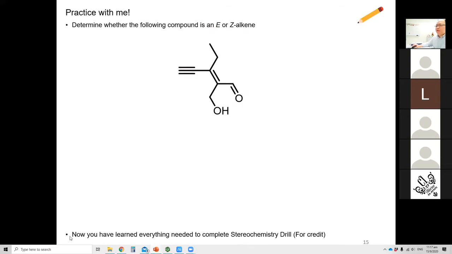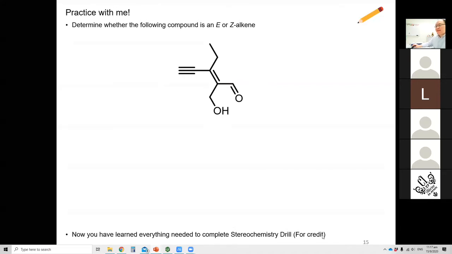So now, after we learned the easy system of the IUPAC naming of the stereochemistry, you have learned everything needed to complete the stereochemistry drill. And again, this is for credit. If you don't do it, it's really stupid, right? Because it's 5 points for 10 questions. And you can try as many times as you want. This is the easiest thing to get.